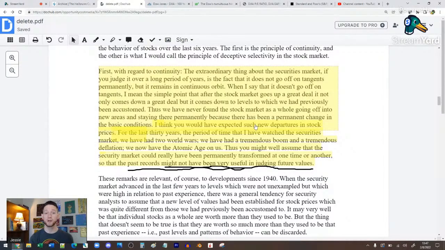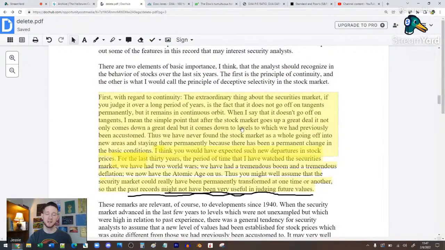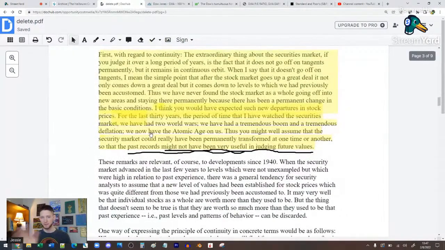He said, first, with regard to continuity. So he said there's really two principles that you need to focus on as an investor: continuity and selectivity. So he says, with continuity, and he'll explain it, the extraordinary thing about the securities market, if you judge it over long periods of years, is the fact that it does not go off on tangents permanently, but it remains in continuous orbit.